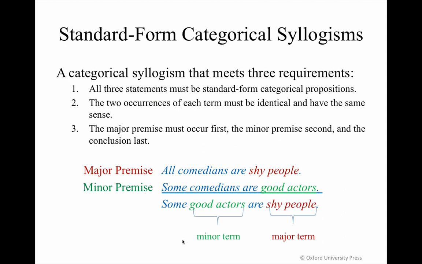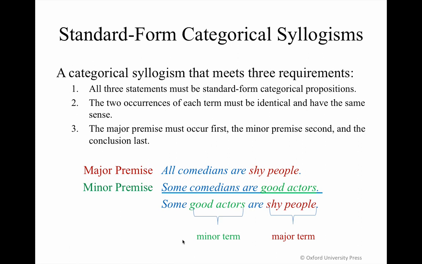Second is your minor premise. The minor premise contains the minor term. The minor term is the subject of the conclusion. So when you're looking at an argument that's not yet in standard form, you want to make sure that you identify the conclusion so that you can identify the minor and the major terms and then organize your argument accordingly.